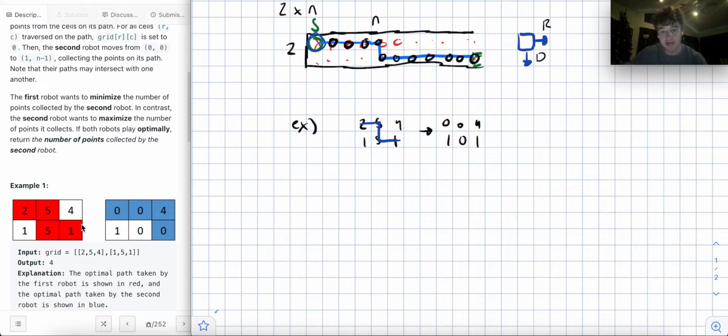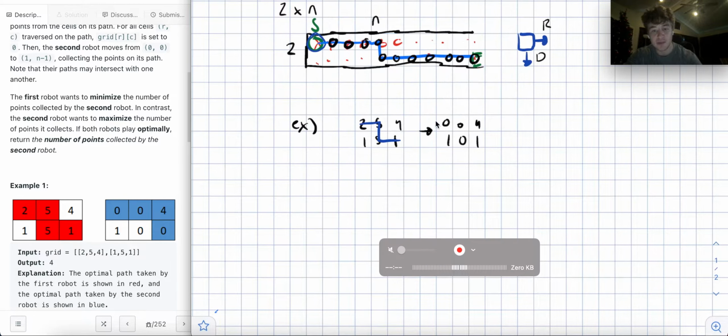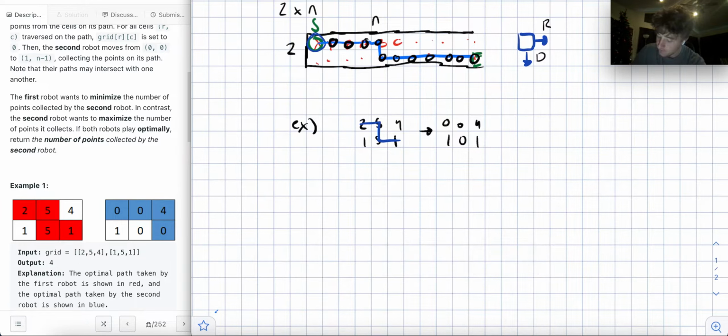Now the second robot, what is going to be his optimal path now? Well, he could go down and then to the right. That would give him 2, or he could go right, down, right, 1, or he could go right, right, down, 4, 1, 5. So he could get 5 points by taking this path.